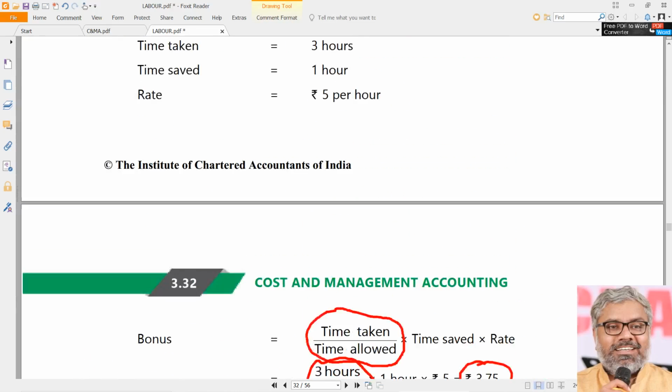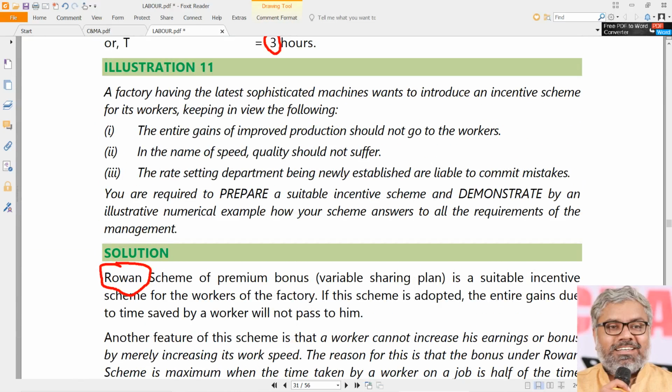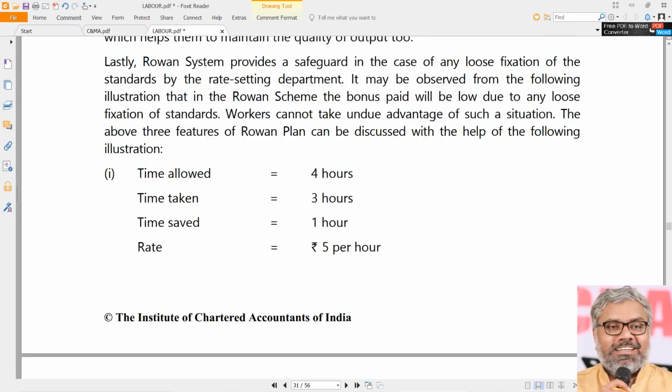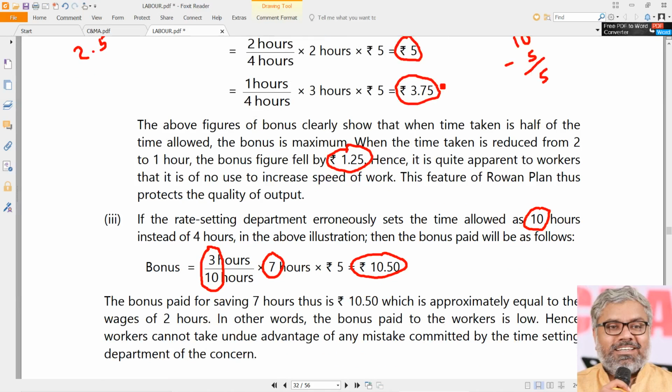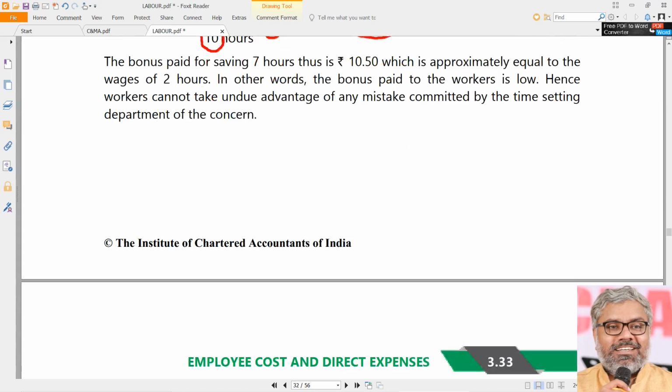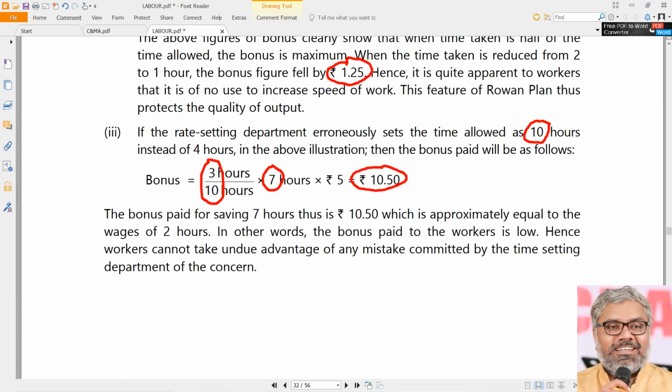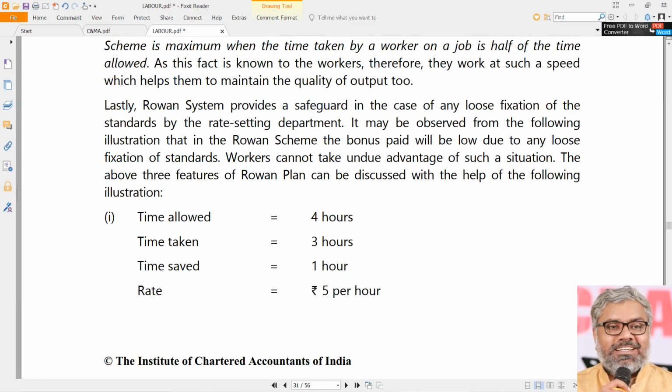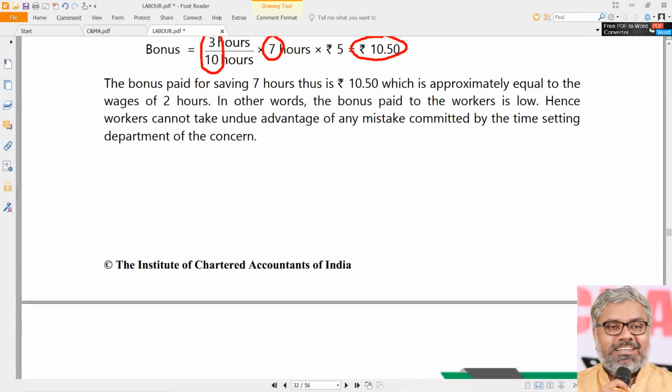And the third one is, because of this particular company's situation, he said the rate setting department is newly established and they might commit mistakes. The Rowan scheme will cover those mistakes also, because it is not giving straight away half of the time saved to the workers. It is giving only the proportion of time taken to time allowed, of the time saved, to the workers. So even though there is an unduly high time allowed, still the workers will not get more wages under Rowan. But if that mistake happens, the same workers might get much higher wages in the Halsey plan. So that is why, in all respects, the final conclusion will be that the Rowan plan is better than the Halsey plan. That has to be proven like this.